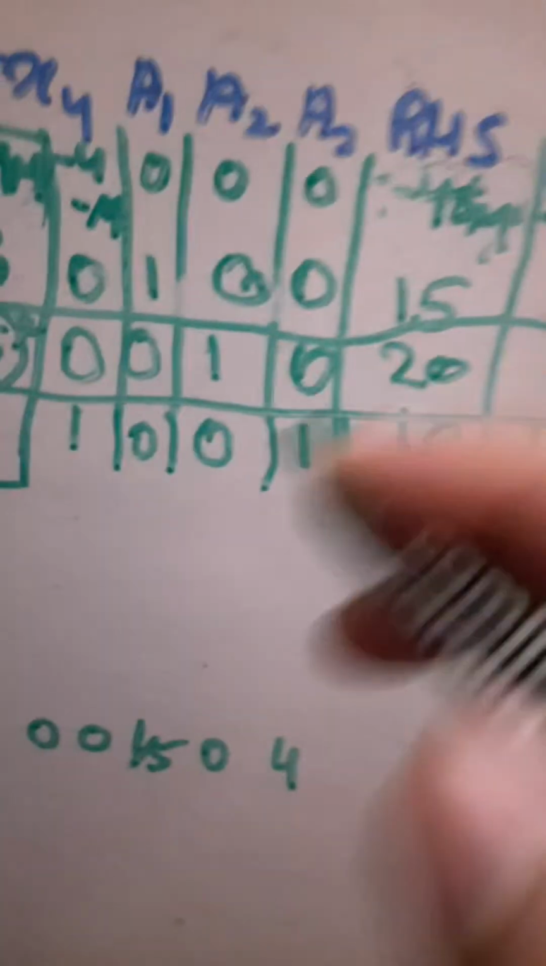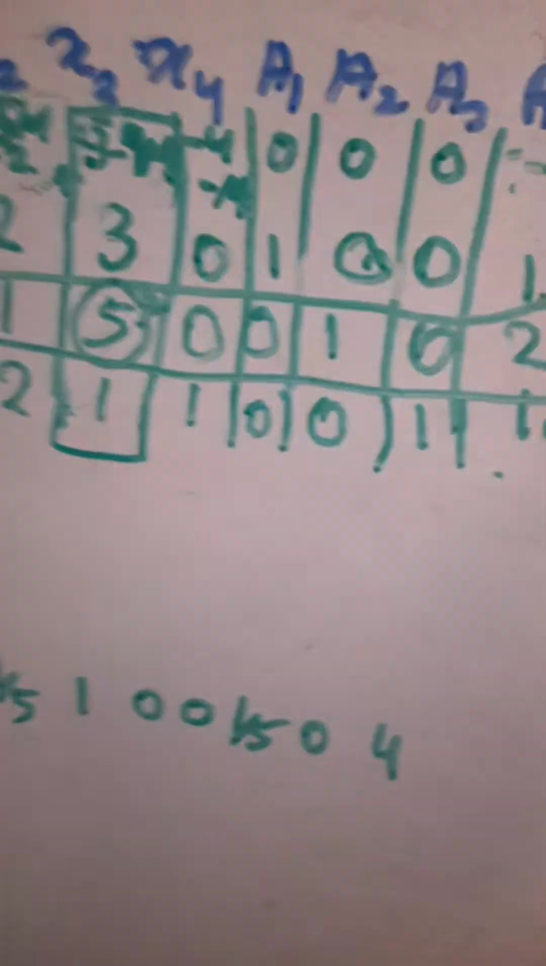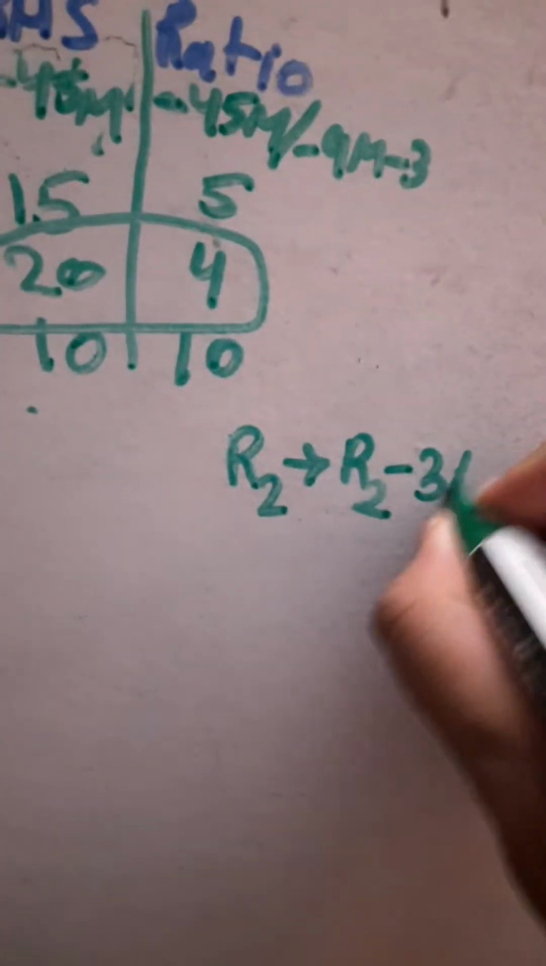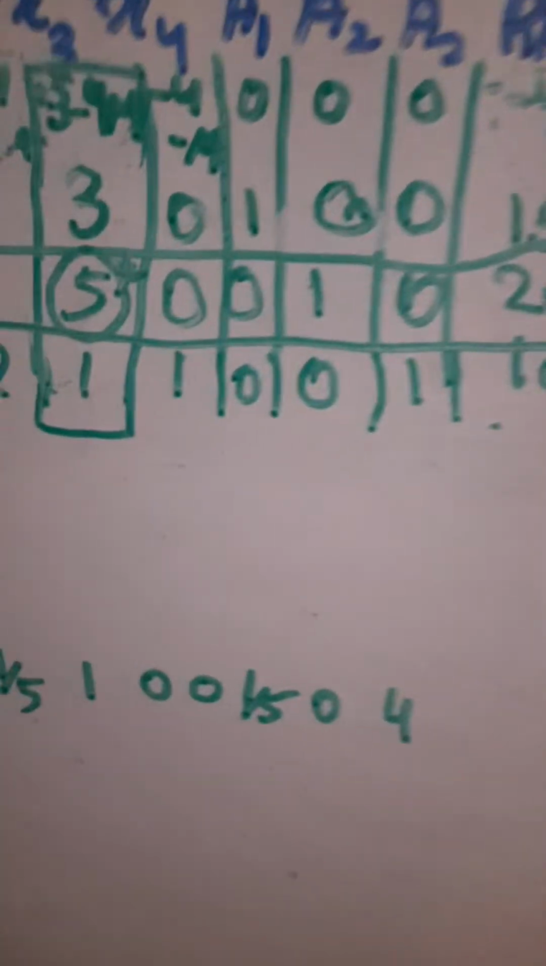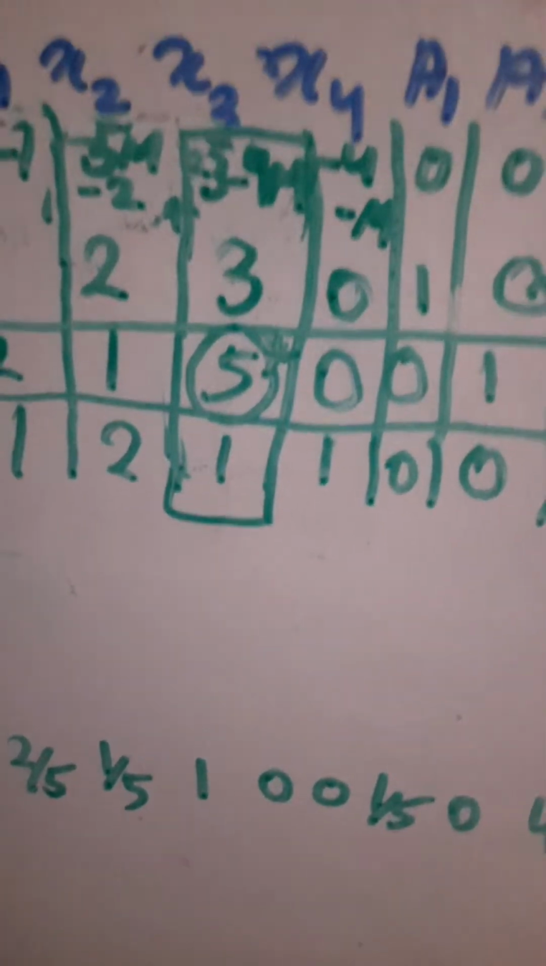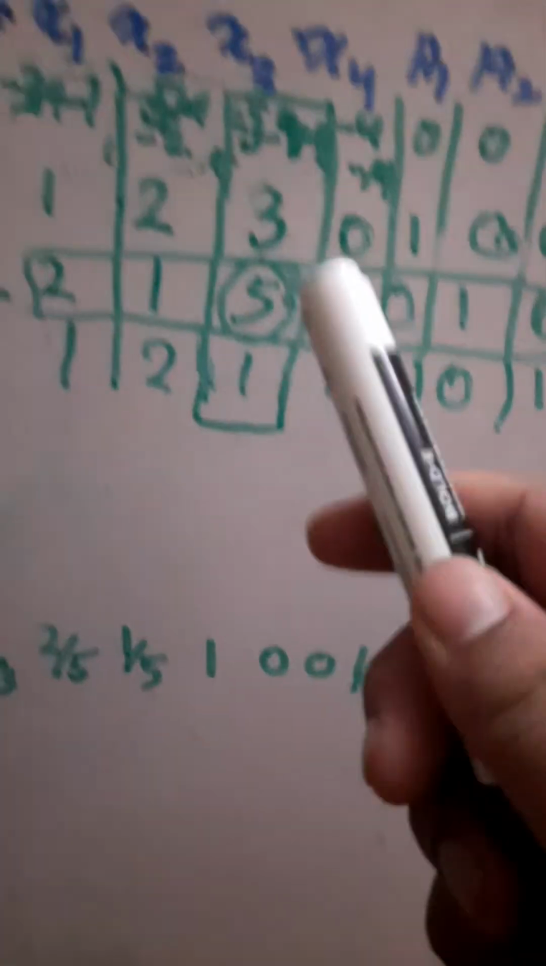So R2, this is row 2. Row 2 is equal to row 2 minus 3R3. 3 into R3, right? So the whole row would multiply by 3 and reduce R2. See, like 3R3. 3 into 1 is 3 and 3 minus 3 is 0. Okay, let's go with that.